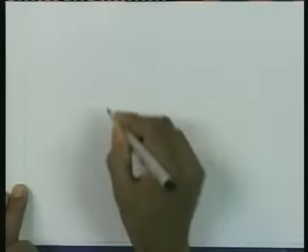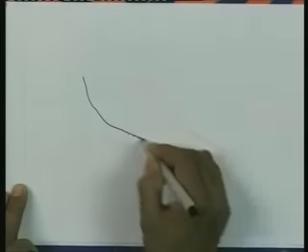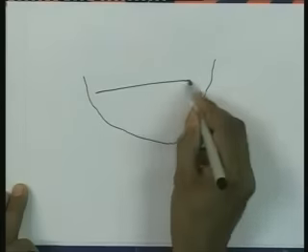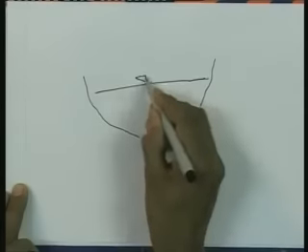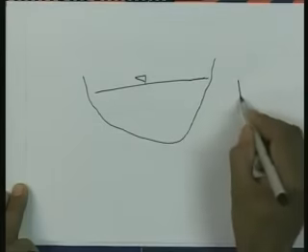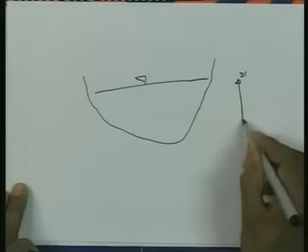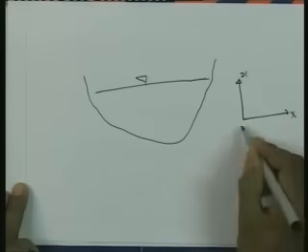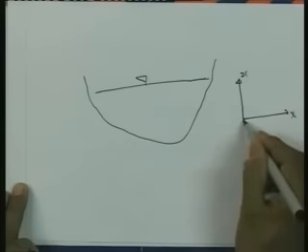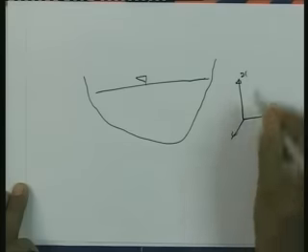For example, here you can see a river is considered. When we are considering a river section like this, here is the z axis, this is the x axis, and here the y axis.